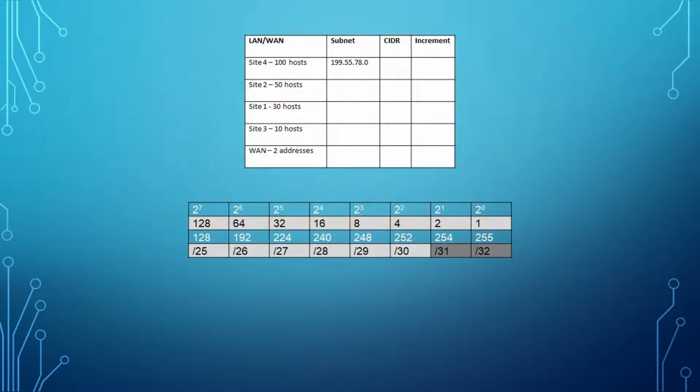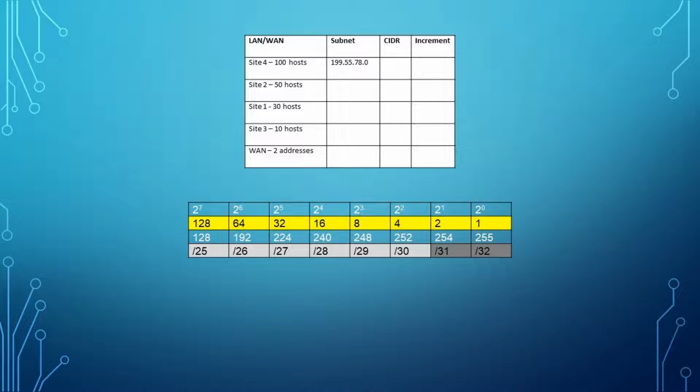Notice that the way I put the sites in here, the largest number of hosts is first, followed by the smallest number of hosts, and then the WAN, which only needs 2. I've also brought in my subnet table because we're going to be using that as we solve the problem. I'm going to highlight the second row, which is the expanded powers of 2. If you'll remember, this is the row that I used to determine the number of hosts per subnet.